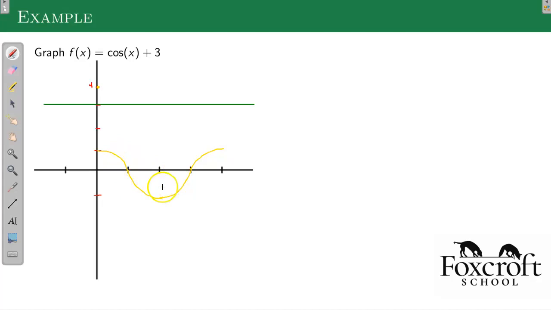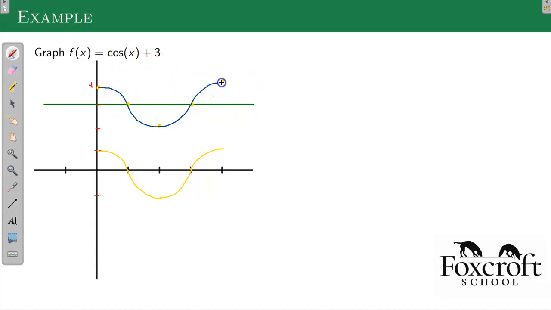All right, so we're thinking about it in relation to the midline. So cosine starts above the midline. Then at the next tick mark, it's on the midline. The next tick mark, it's below the midline. Next tick mark, it's back on the midline. Last one, it's above. All right, so it's the exact same general shape of the cosine graph, but with that new midline. All right, so that's the graph of cosine of x plus 3.